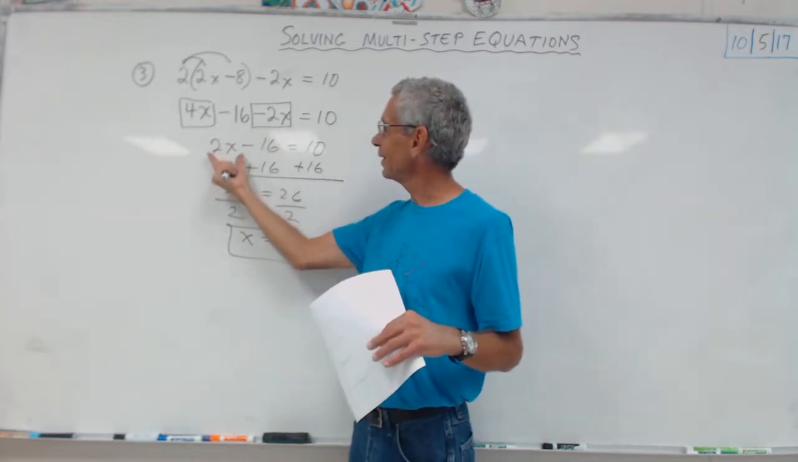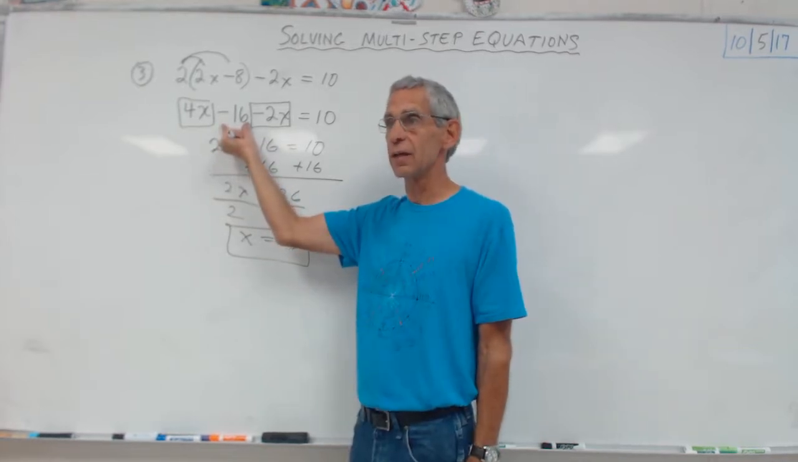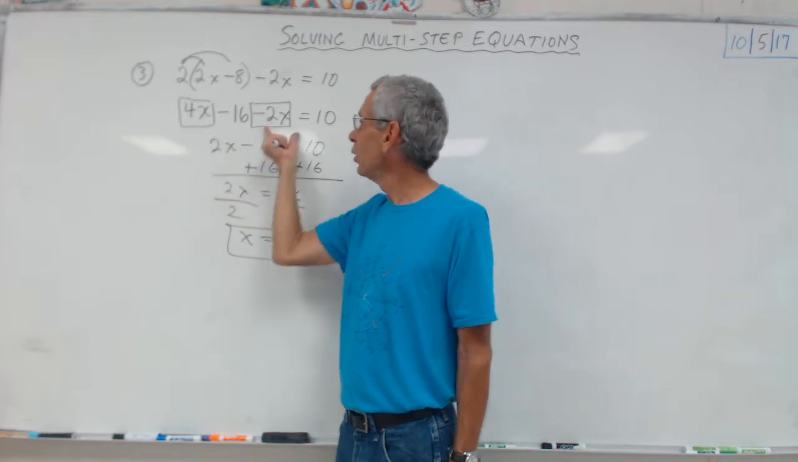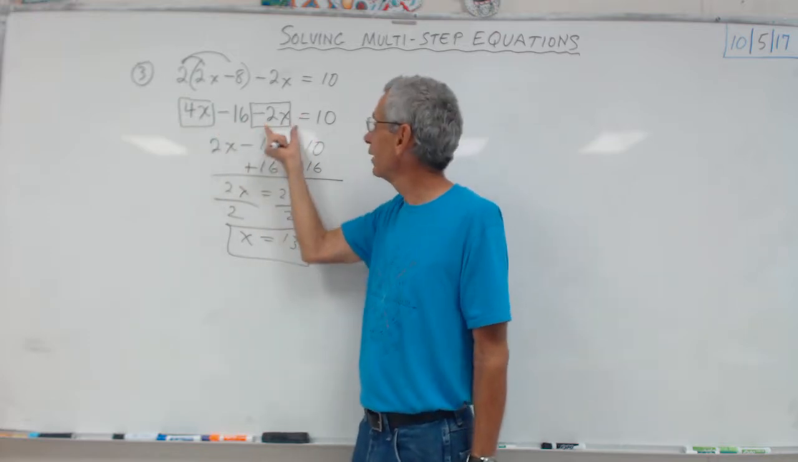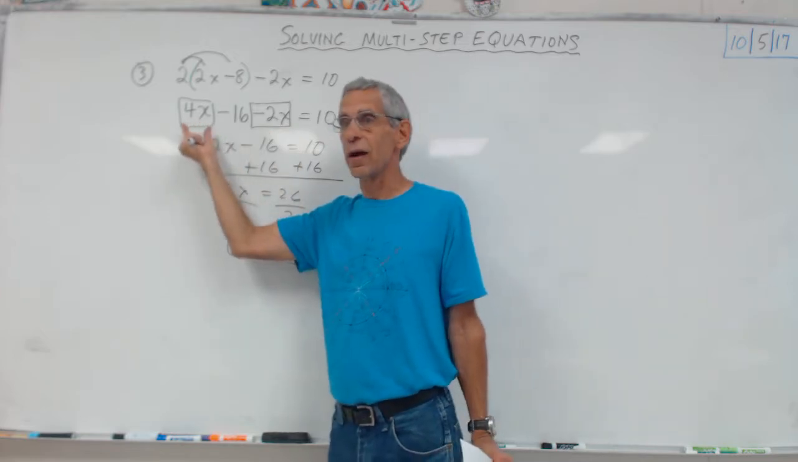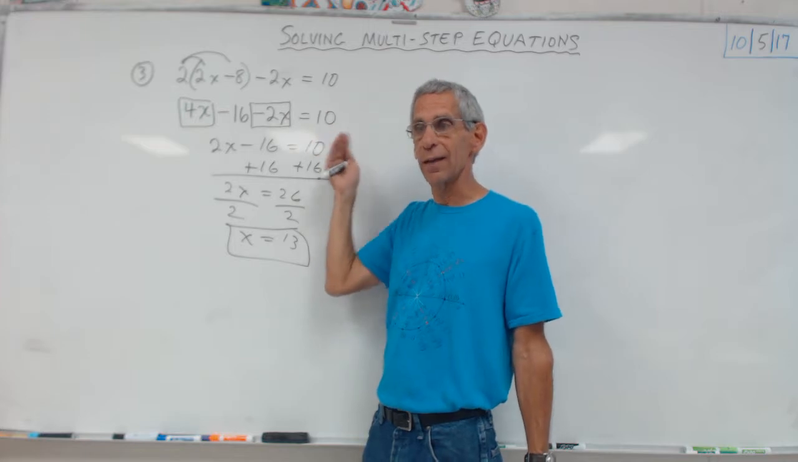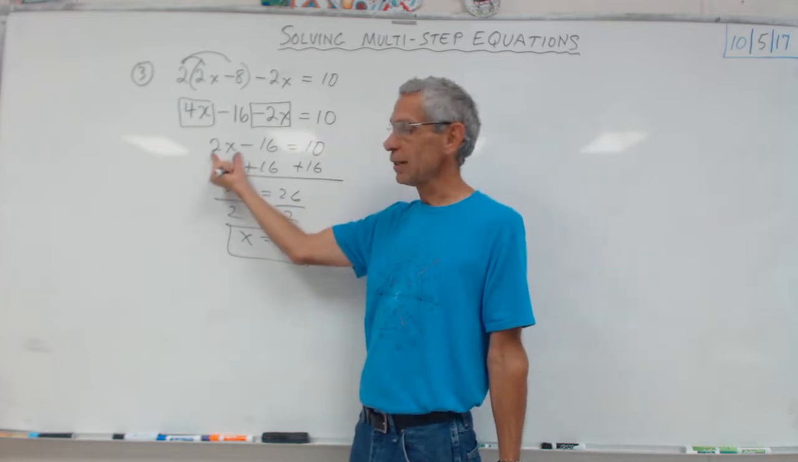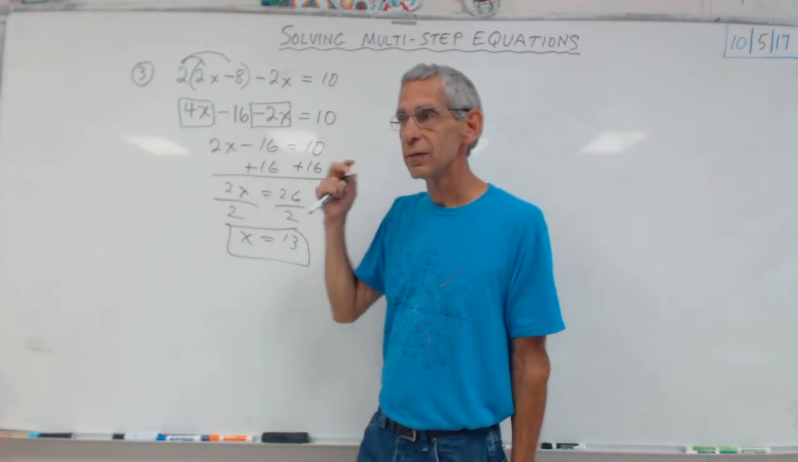In essence, to get to this 2x, I decided to not do the minus 16 yet. Does that make sense? In my brain, I moved the negative 2x next to the 4x, right? And then I pushed the negative 16 over to the right. That's what I did in my brain. So that's how I got the 2x minus 16 equals 10. All right, you see that?